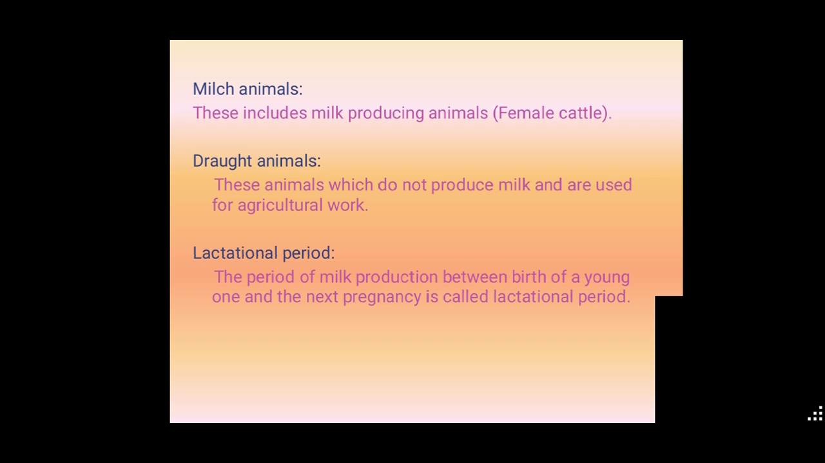Next, draught animals. These are animals which do not produce milk, and we use them only for agricultural purposes; that is called draught animals. Next, the lactational period. The period of milk production between the birth of a young one and the next pregnancy is called the lactational period. It is very important. These are the three terms we use in cattle farming: milch animals, draught animals, and lactational period.